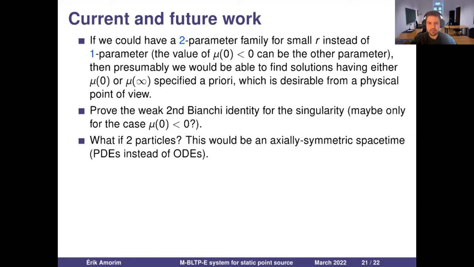If you have all that, then you can start talking about evolution of particles. So now what happens if you put two particles in your spacetime? Now it's a completely different problem, right? You don't have a spherically symmetric spacetime anymore. It's not axially symmetric. How are these two particles going to evolve, these two singularities? Assuming now that you actually already have a form of the Bianchi identity that holds at these singularity locations. For an axially symmetric spacetime, you actually have PDEs instead of ODEs. It's a completely different problem.